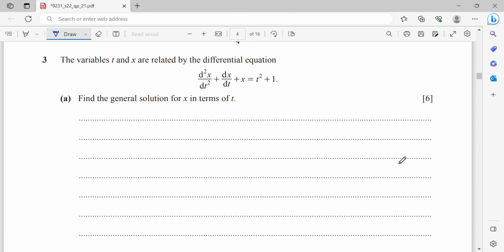Right, now for question 3. The variables t and x are related by the differential equation d squared x over dt squared plus dx over dt plus x equals t squared plus 1. So this is a second order differential equation. Now A, find the general solution for x in terms of t. Alright, so now I will rewrite the question.